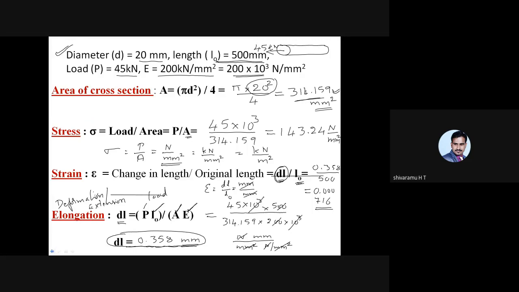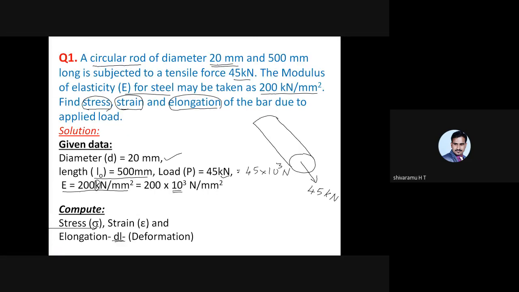So let me recall the given question: a circular rod of diameter 20 millimeter and length 500 millimeter. You can take the length l naught as 500 millimeter, and it is subjected to a load of 45 kilonewton, and the modulus of elasticity is given as 200 kilonewton per millimeter square, so 200 into 10 power 3 newton per millimeter square. Here it is asked to compute the stress, strain and elongation of the bar due to the applied load.